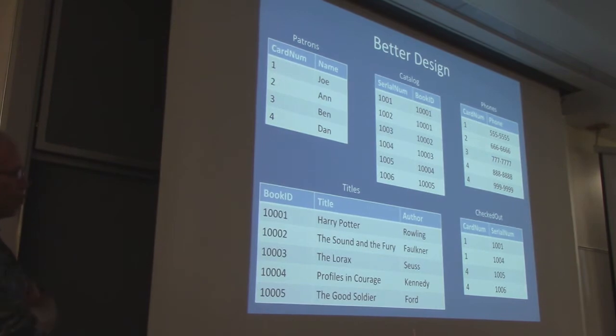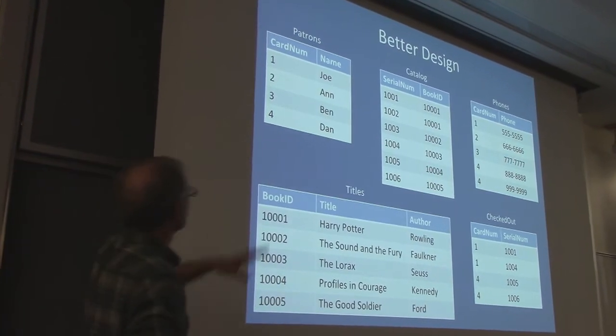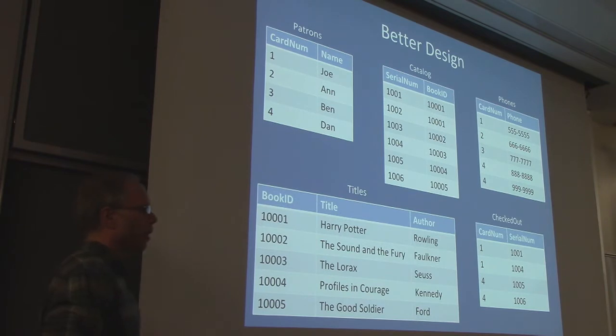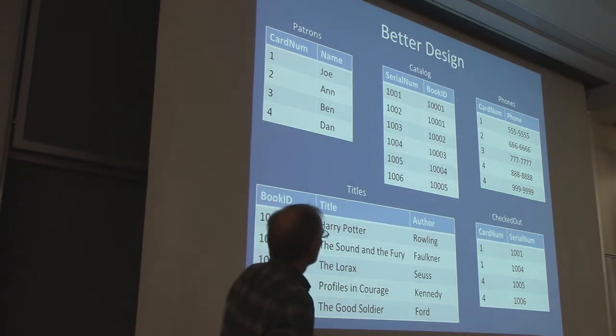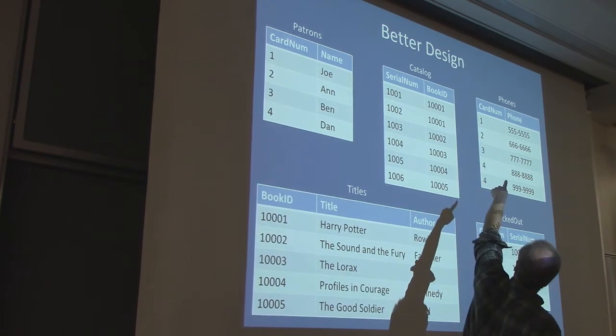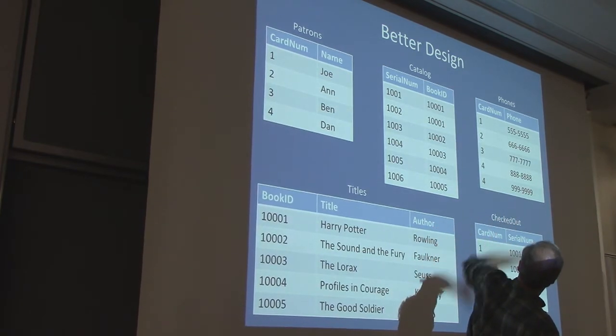So let's look, I have multiple tables. Let's look at what they're for. We have a patrons table, and it gives the names of the patrons and their card numbers. So patrons just associates people with card numbers. Phones associates card numbers with phones.